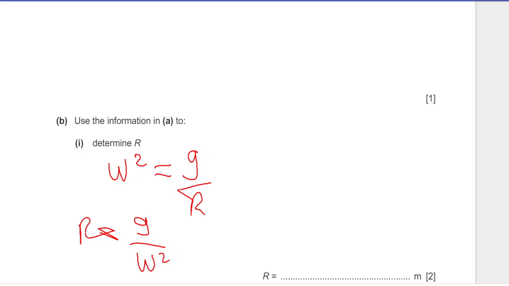Now, since we have calculated our omega, we found it to be 2.9. So we have to use the exact value there. So it's going to be 9.81 divided by 2.86 squared. We had to round up this value, so we use the exact value in the calculation. Now, if you work this out, you find that you should get about 1.2 to 2 SF.